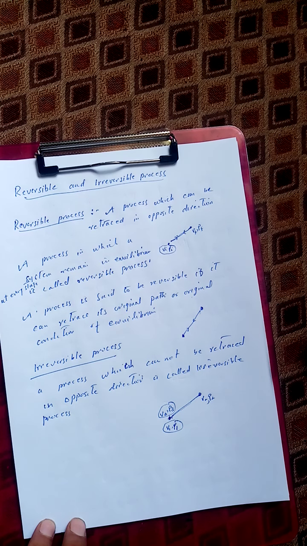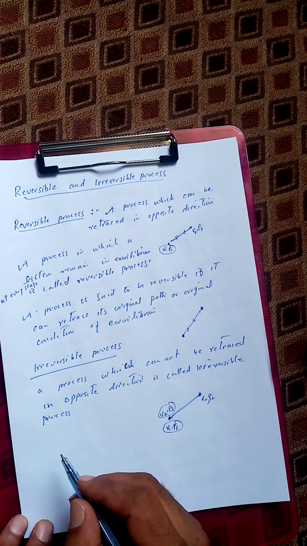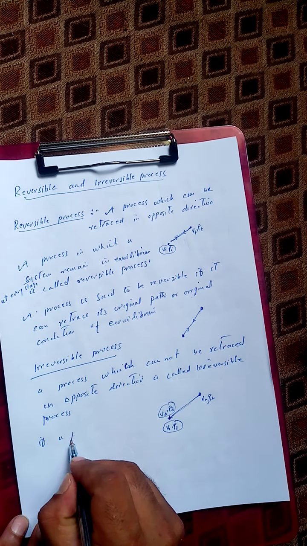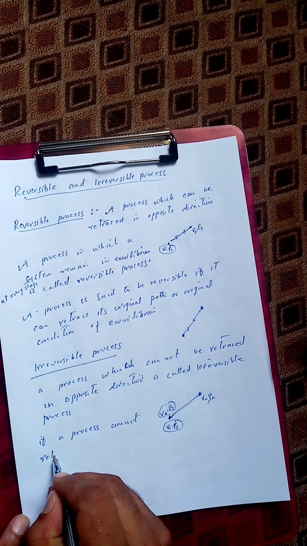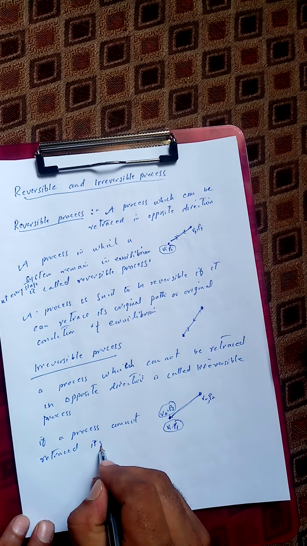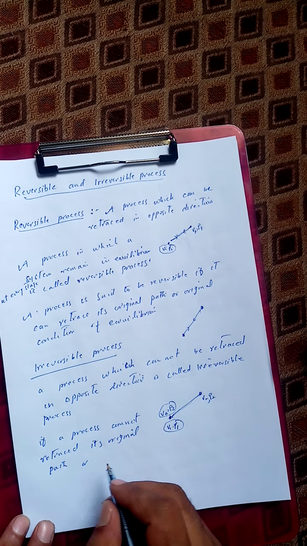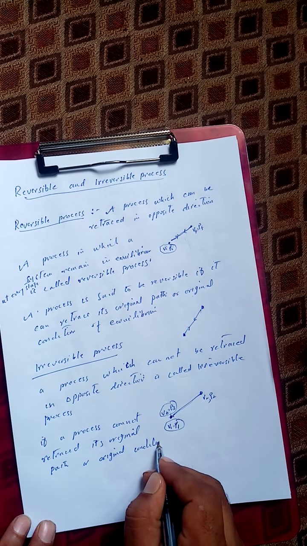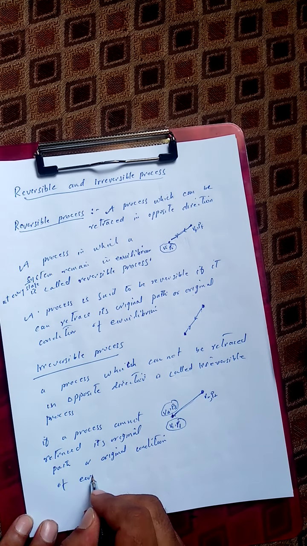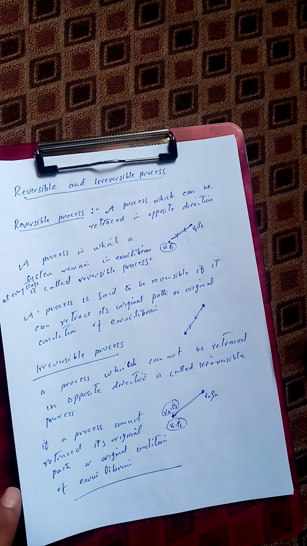In other words, we can say that a process is said to be irreversible if it cannot retrace its original path or original condition of equilibrium. It's called an irreversible process.